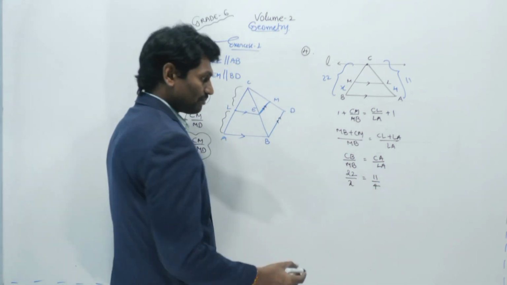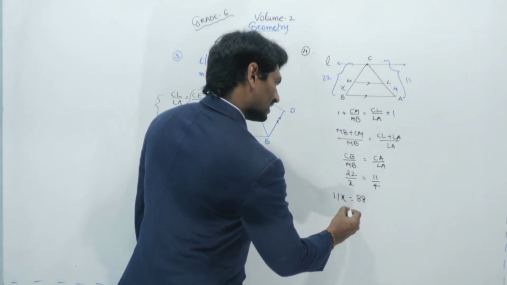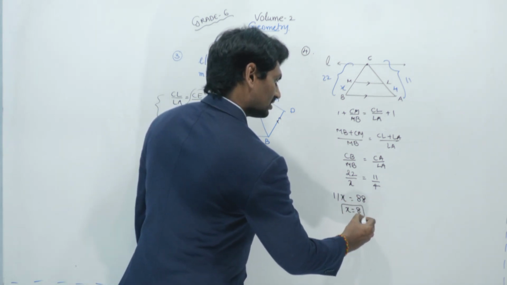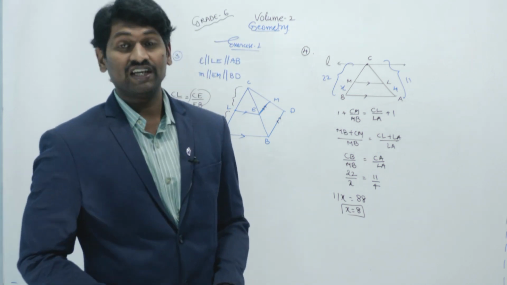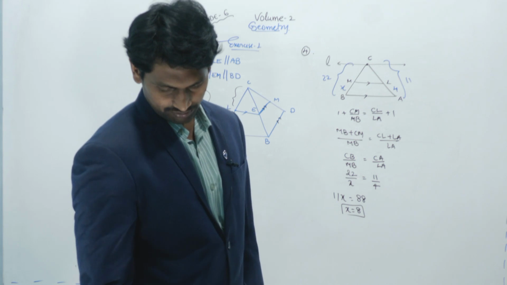Try to do the cross multiplication. That is 11x equals 88. X value is 8 centimeters. 11 times 8 is 88. Finished. We'll go through the next one.